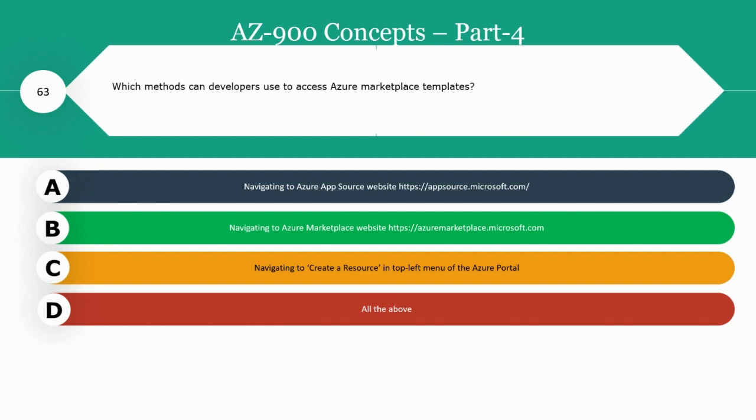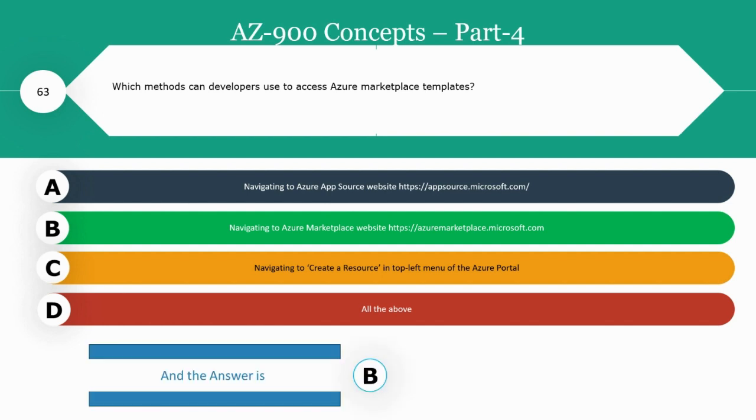See, the right answer will be azuremarketplace.microsoft.com. However, you can search marketplace in Azure portal and get into the marketplace. So you can see, in option C, we are referring to Azure portal. So the other way is you can search marketplace in the Azure portal to get into the marketplace. However, we are asked to select only one option, so option B is the correct answer.